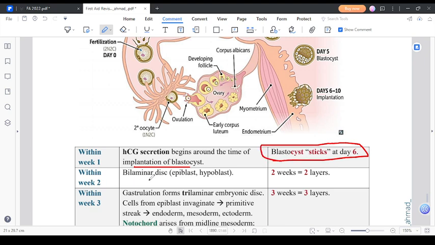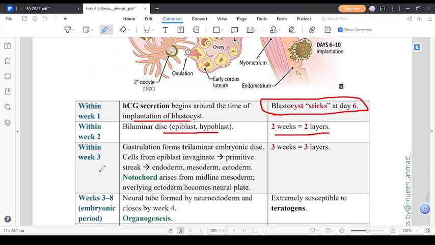Then within week 2, the bilaminar disc forms, that is the epiblast and hypoblast. 2 weeks is equal to 2 layers. Remember that: within week 1, hCG secretion begins and the blastocyst sticks at day 6. Within week 2, the bilaminar disc forms, the epiblast and the hypoblast. So 2 weeks is equal to 2 layers.